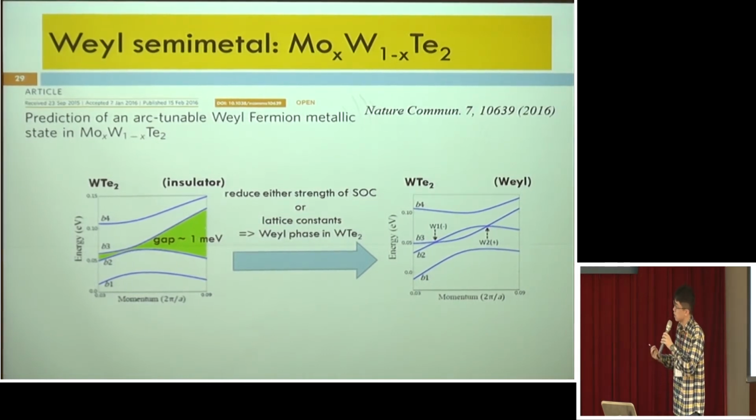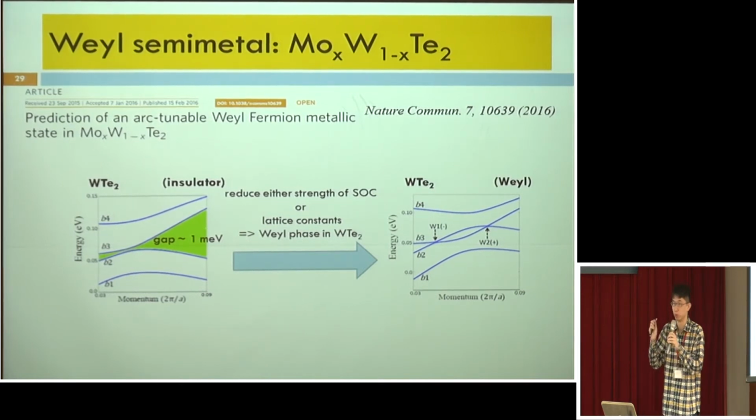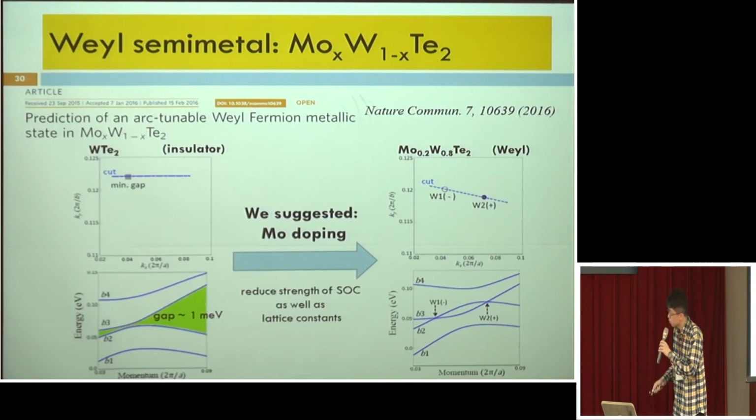But the spin-orbit coupling is a native quantity in nature, so how do we reduce it in experiments? Our solution is molybdenum doping. We found molybdenum doping can reduce the spin-orbit coupling as well as the lattice constant. This is our bulk calculation in this doping system. These two points are the Weyl points, and you can see a linear dispersion here.